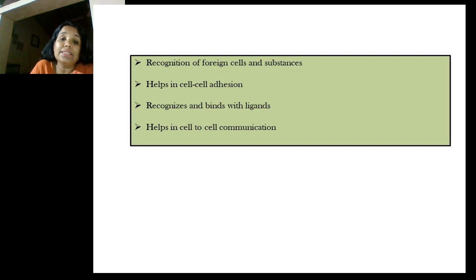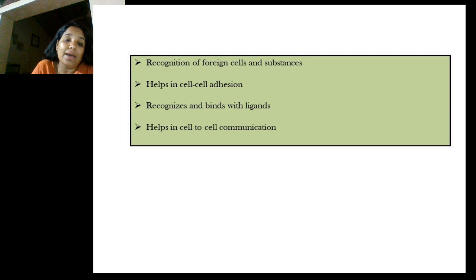Then it helps in cell-to-cell adhesion. Cell-to-cell adhesion means that in a tissue, cells bind to each other. This is brought about by certain proteins that are present in the plasma membrane, and this cell-to-cell adhesion is very much essential for maintaining the integrity of the tissue. Another function of plasma membrane is to promote cell-to-cell communication. It facilitates cell-to-cell communication.